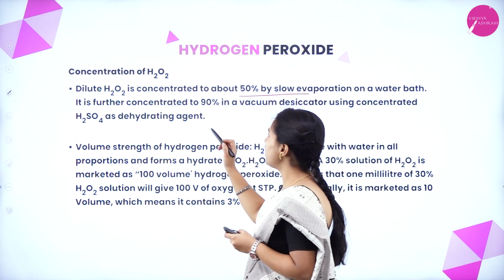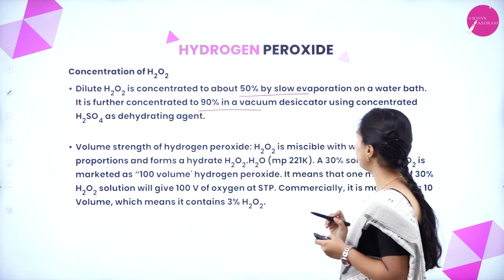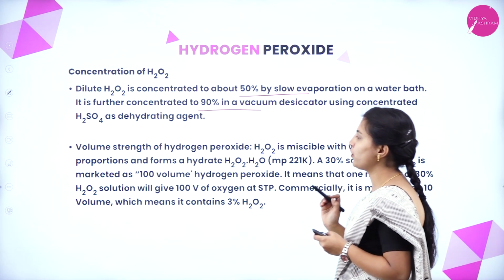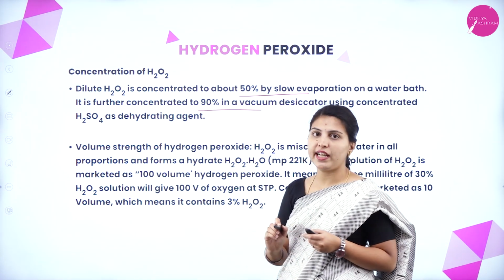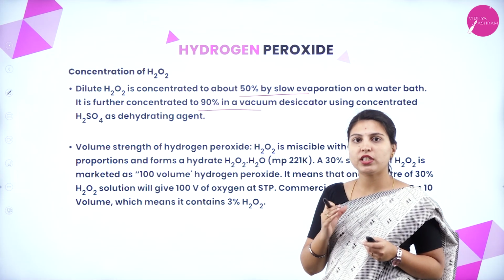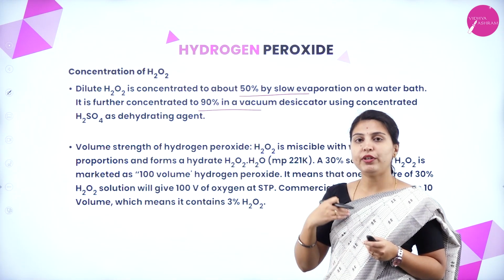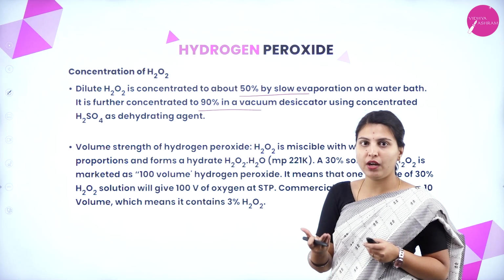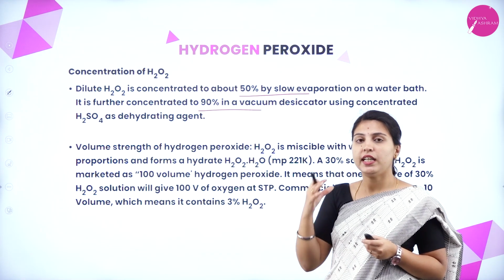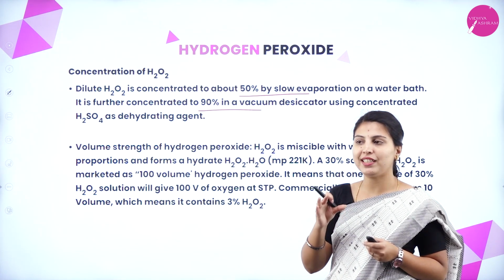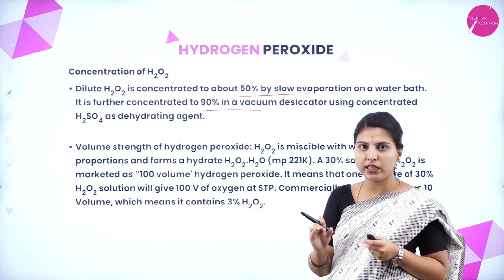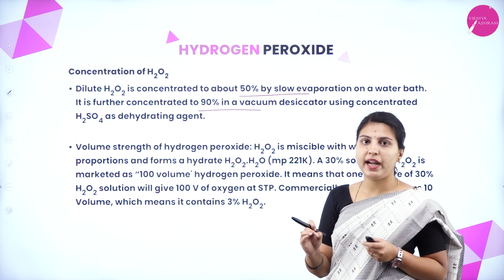It is further concentrated to 90% in a vacuum desiccator using concentrated H2SO4 as a dehydrating agent. Whatever 50% hydrogen peroxide is present, now it will be converted into 90%. How will it be converted into 90%? Whatever 50% is present, it will be kept in a vacuum desiccator and H2SO4 will be added.